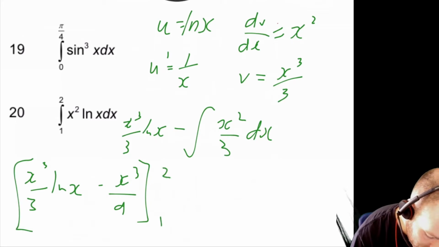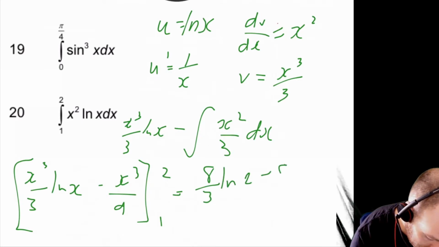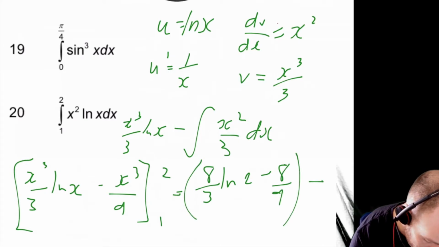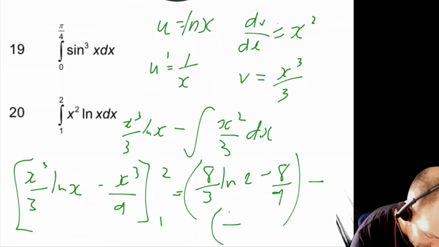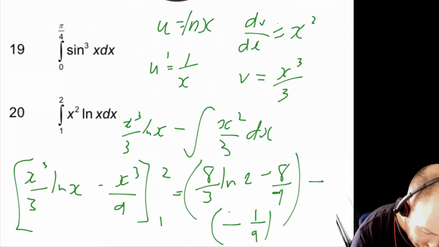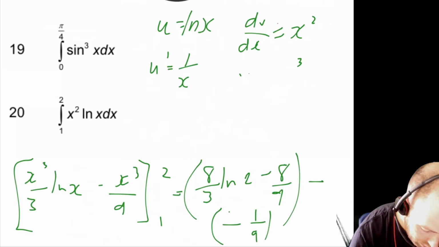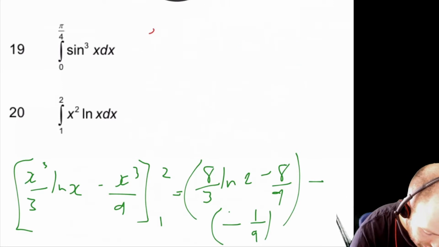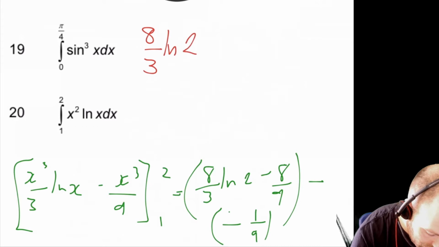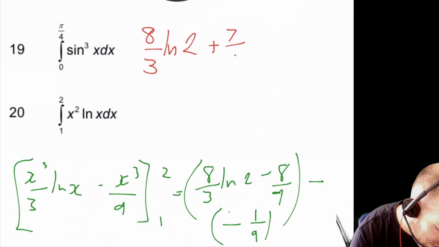And we're going from 1 to 2 this time, so we're going to get 8 over 3 ln 2 minus 8 over 9, take away. Ln of 1 is 0, so we're just going to get take away minus 1 over 9. So in other words, 8 over 3 ln 2 minus 8 over 9 plus 1/9 is going to be minus 7 over 9.